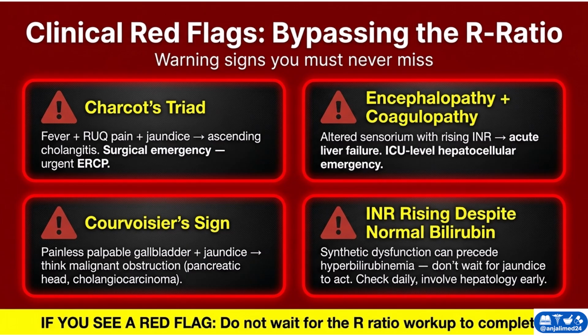Finally, remember that a rising INR despite normal bilirubin should never be ignored. The liver synthetic function can deteriorate before jaundice becomes apparent. An increasing INR may be the earliest sign of liver dysfunction, so monitor these patients closely and involve a hepatologist early. The take home message is simple: clinical red flags always override laboratory algorithms.